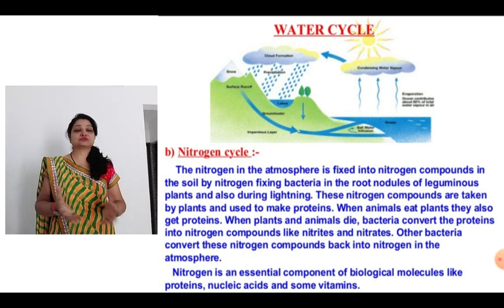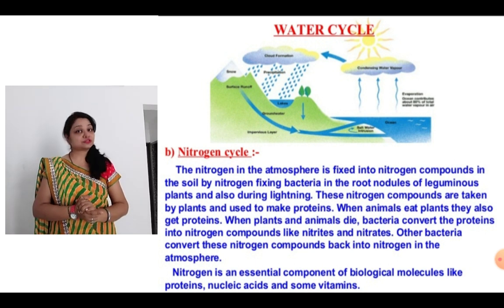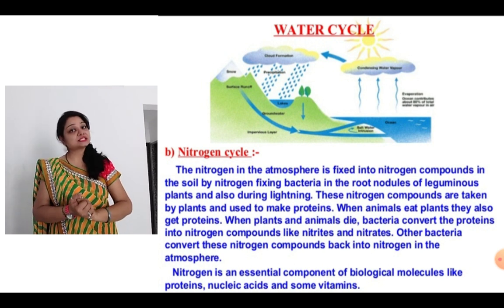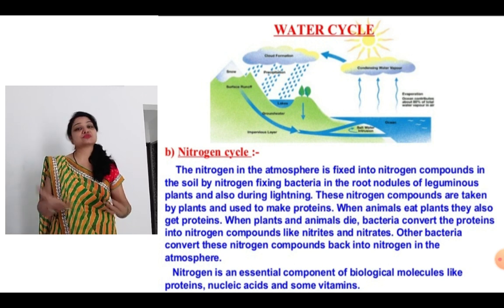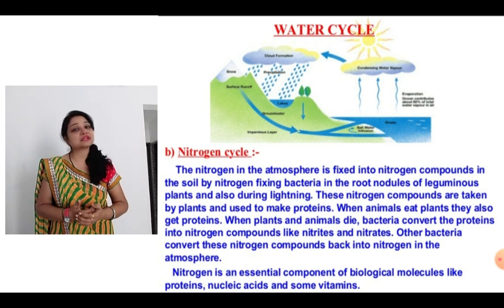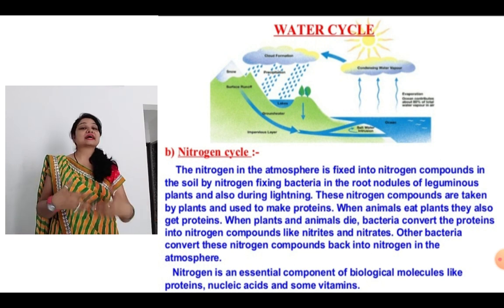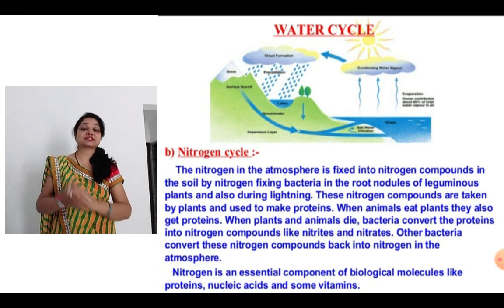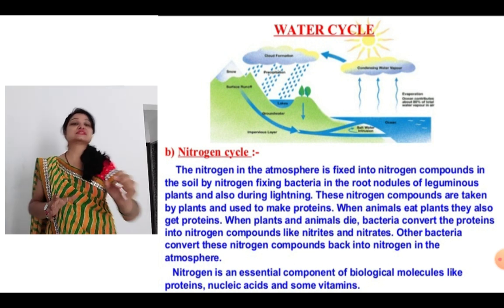Fixing by the rhizobium bacteria in the root nodules of leguminous plants. You must have heard the example of symbiotic relationship. Yes, that is the bacteria and the plant. The bacteria gets the food and the plant is also benefited. And in crop rotation also you must have heard about leguminous plants. They are used in crop rotation because the bacteria fix the nitrogen and make the soil fertile. That's why after every crop the farmers grow a leguminous plant. Okay, so this is the nitrogen cycle.